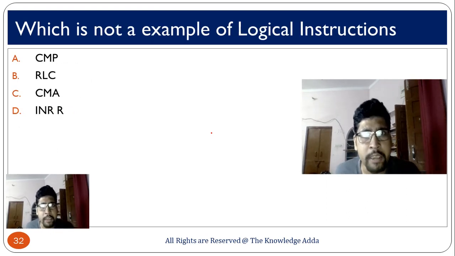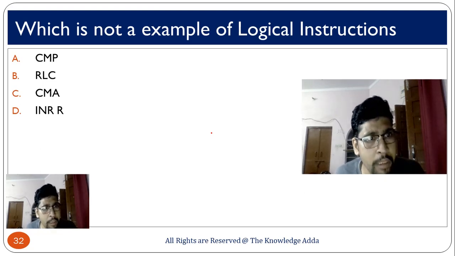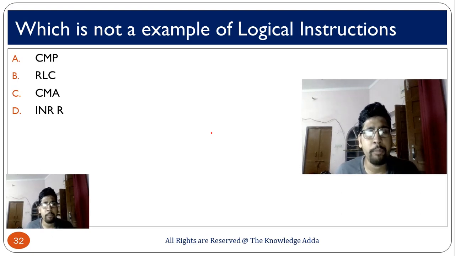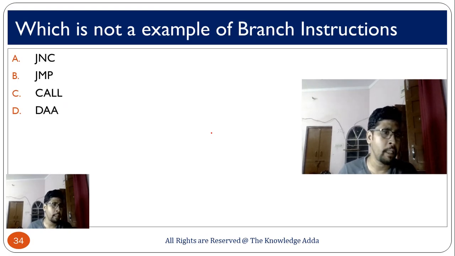Now which is not an example of logical instruction? Logical instructions consist of those types of instructions which are used to perform logical operation, compare operation, rotate, complement. CMP means compare instruction, so this is a logical instruction. RLC, we are rotating, means it is also an example of logical instruction. CMA means we are doing complement. This is also an example of logical. But INR, here we are incrementing the value, means this is an example of arithmetic, not logical. So D option is the correct option.